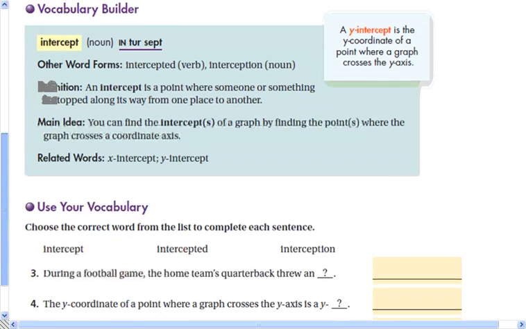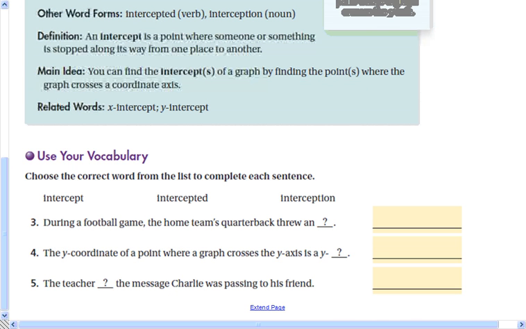Okay? So using your vocabulary: during a football game, the home team's quarterback threw an interception. The y-coordinate of the point where the graph crosses the y-axis is a y-intercept. The teacher intercepted the message Charlie was passing to his friend.